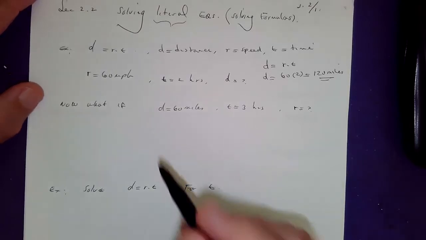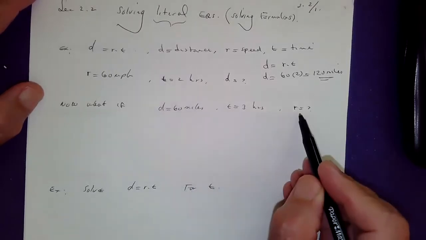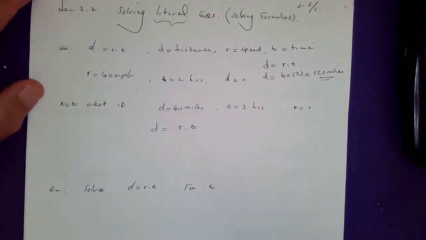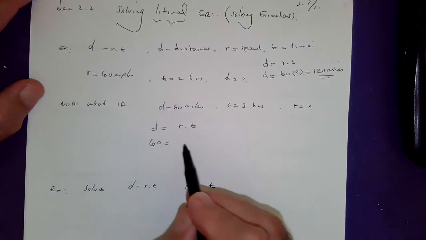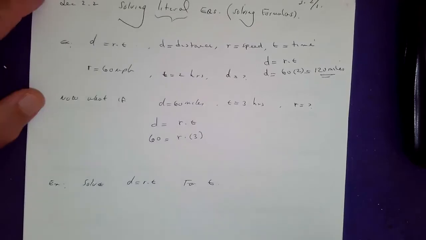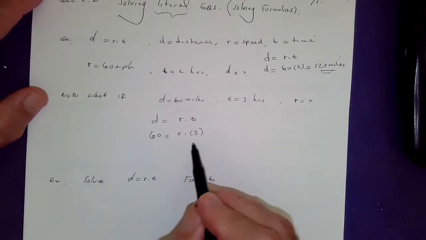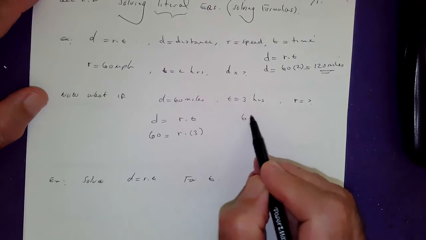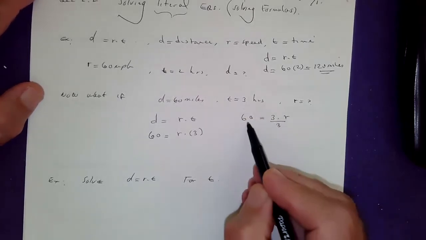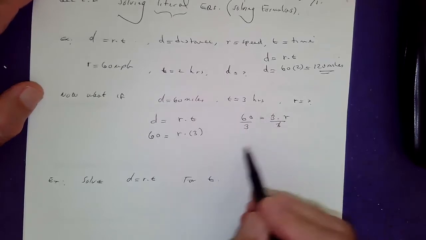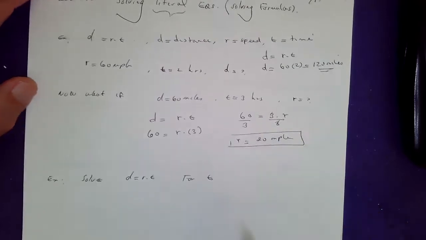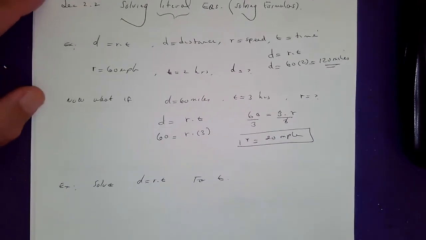Now the question is, what if I give you the distance and the time, how would you find the speed? Well, if you go back to the same formula, which is d is equal to r times t, replace the distance with 60 and the time with 3. In this case, to find r, I have to divide both sides, because 60 is equal to 3 times r. I need to divide both sides by the amount of time. So the 3's cancel, so r is equal to what? 20 miles per hour.